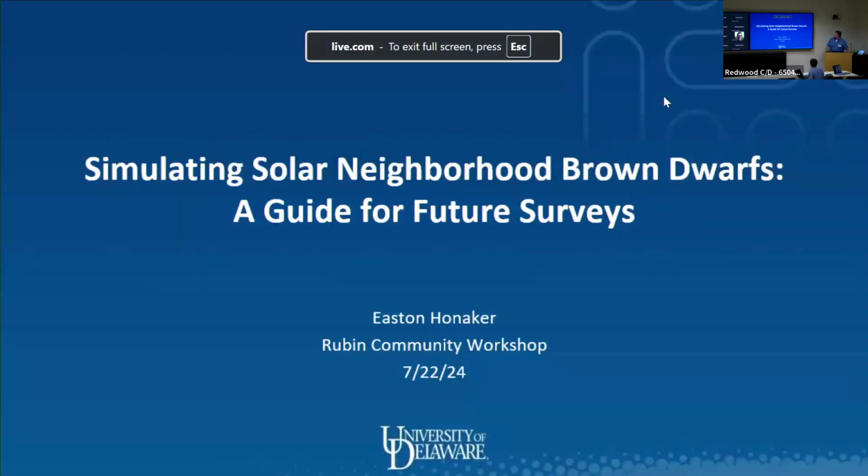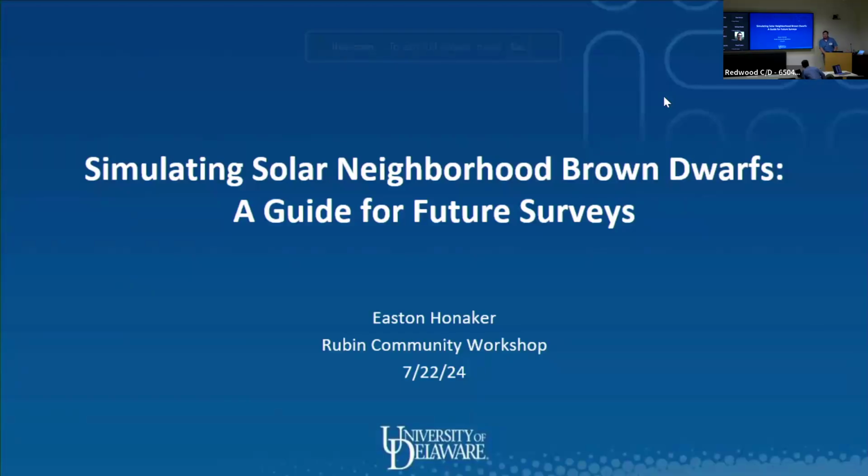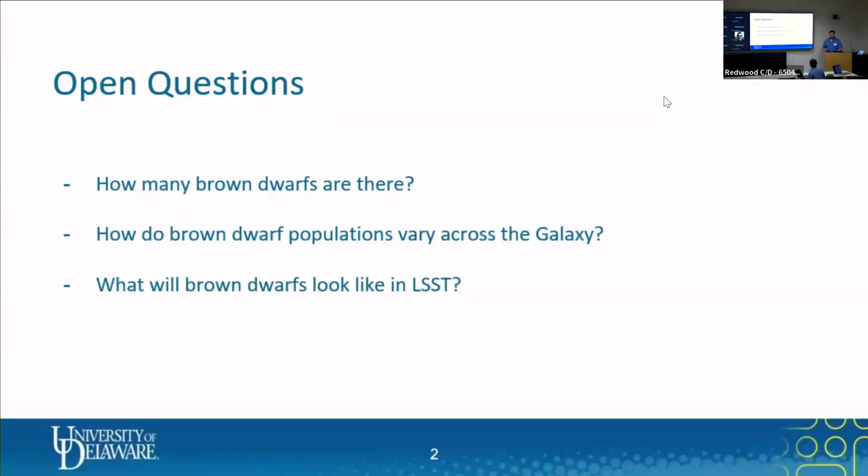Thank you, Aaron. As he said, my name is Easton Honaker. I'm a second-year graduate student working with Zhang at the University of Delaware. And today I'll tell you a little bit about my work simulating brown dwarfs in the solar neighborhood and their relation for LSST. So I want to guide this talk with three major questions.